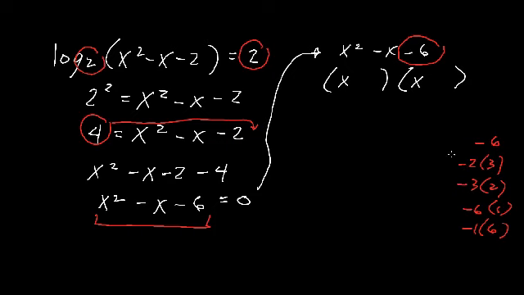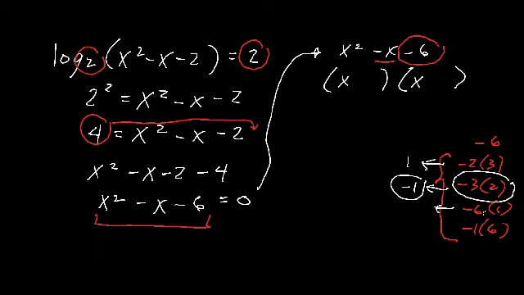Pipiliin mo dyan sa mga factors na yan, alin ba dito yung kapag inad natin, ang magiging sagot, negative 1, yung ating middle term. Okay? So, kapag inad natin ang negative 2 plus 3, ang sagot dyan is positive 1. Pag inad natin ang negative 3 plus 2, ang sagot dyan ay negative 1. So, definitely, ito na yung answer natin. Ang gagamitin natin is negative 3 and 2. Pero subukan pa rin natin i-add yung iba. So, ang negative 6 plus 1 is negative 5. Ang negative 1 plus 6 ay positive 5. So, we will use negative 3 and 2 as our factor.